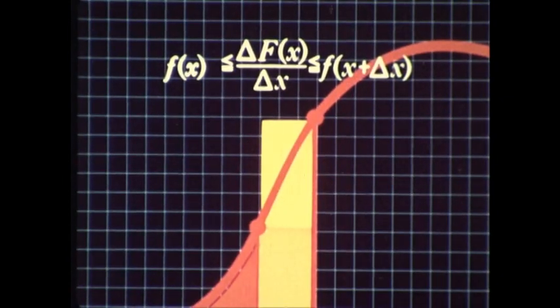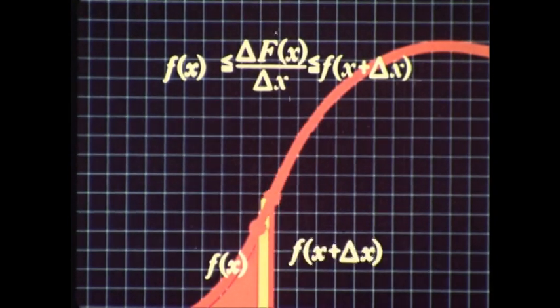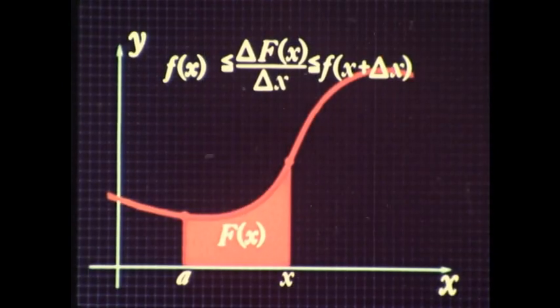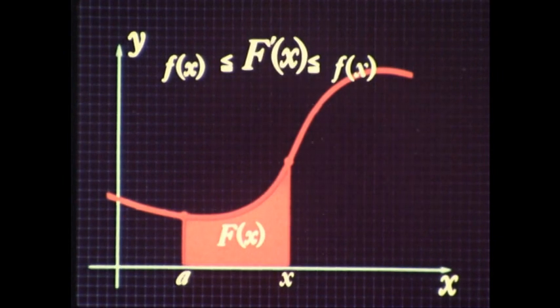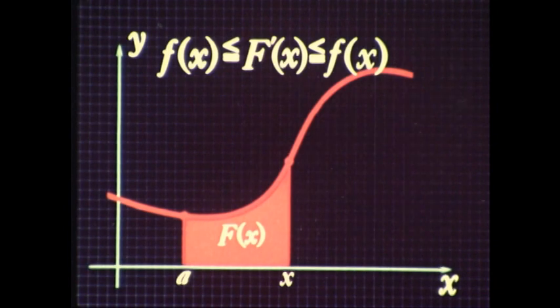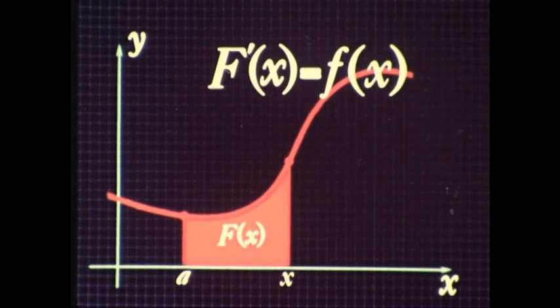As delta x approaches 0, the left side, f of x, does not change. The right side, f of x plus delta x, becomes f of x. And delta F of x over delta x approaches, of course, F prime of x. Hence, in the limit, we have F prime of x trapped between f of x and f of x. But this can only be so if F prime of x equals f of x. So we may erase the less than signs and arrive at our result. The derivative of the accumulating area under the graph of f is f.